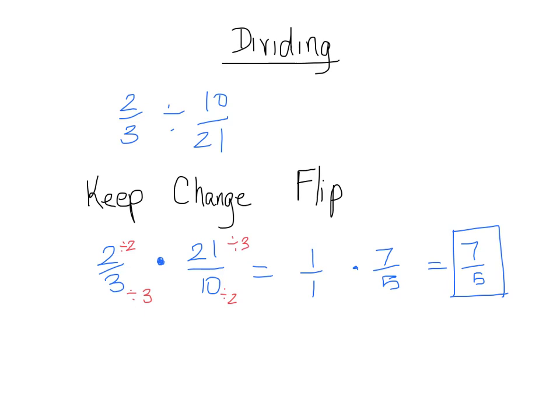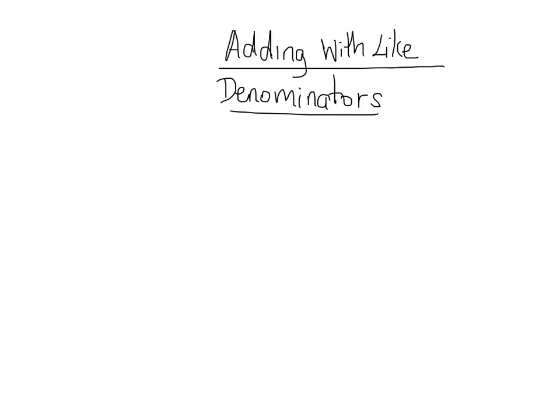All right, so let's look at addition and subtraction. We can only add fractions if they have like denominators, the same denominator. That might make one wonder, suppose they don't have like denominators, what do I do then? Well, if they don't, you can first make them have like denominators and then add or subtract.